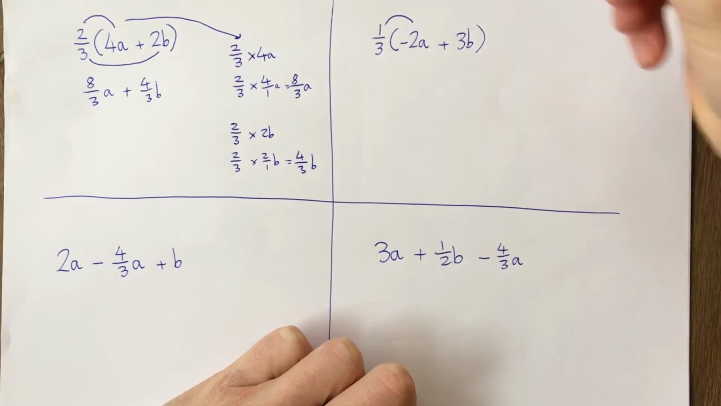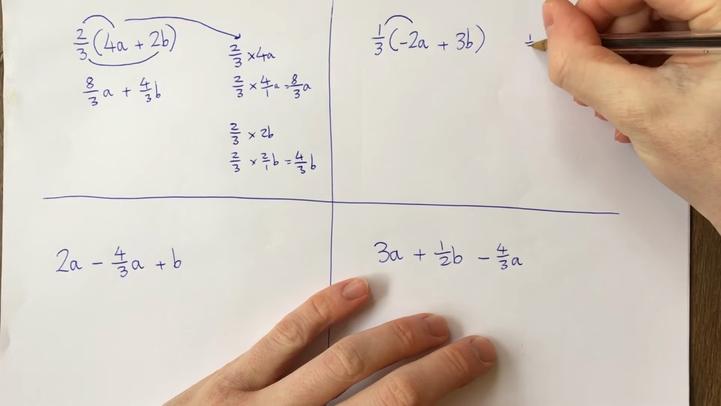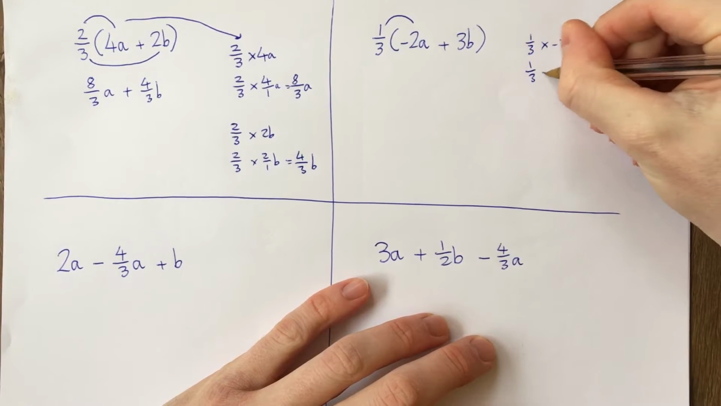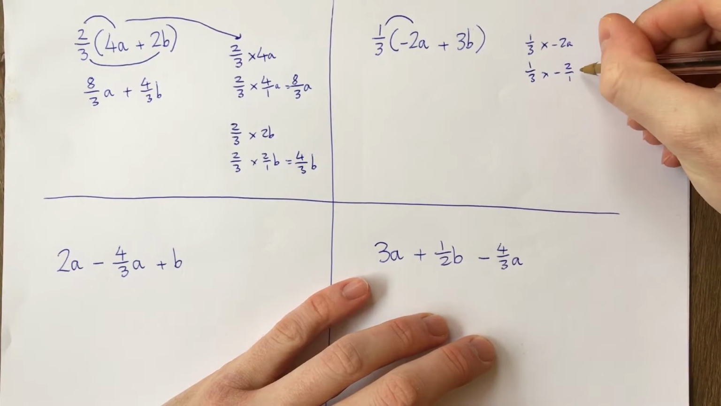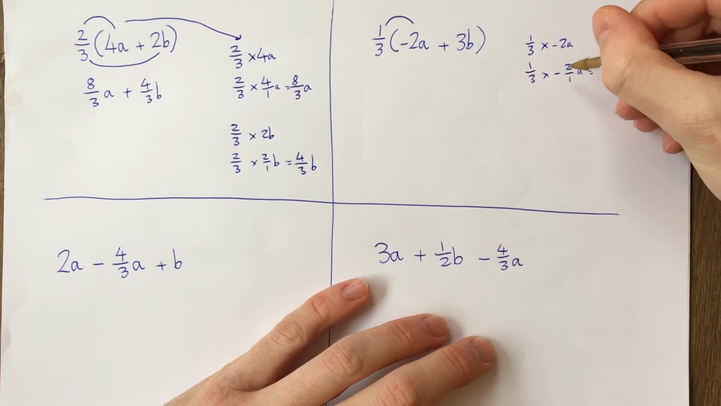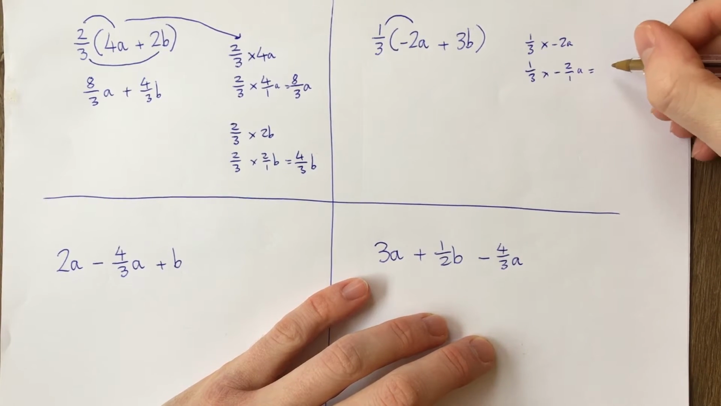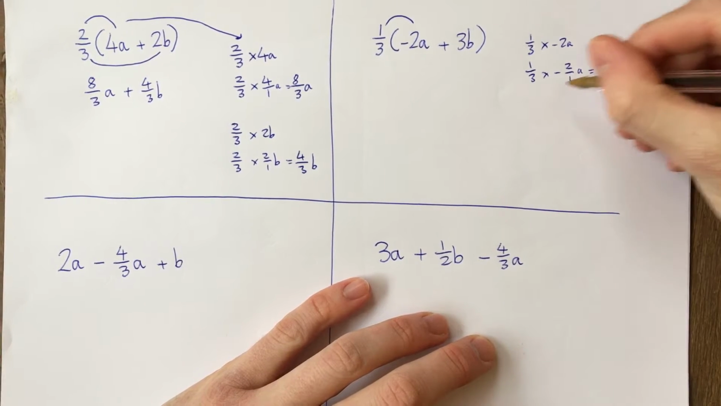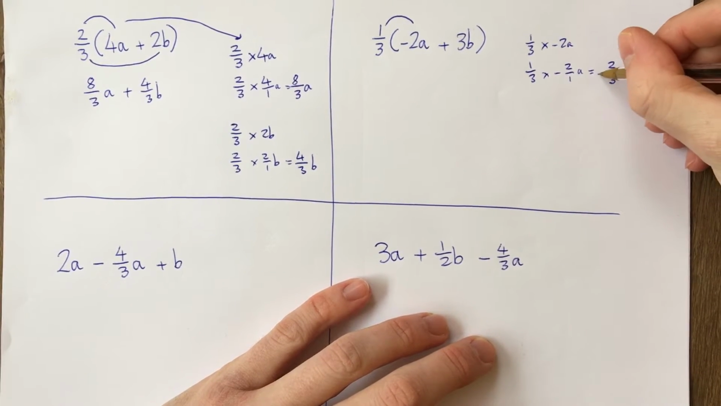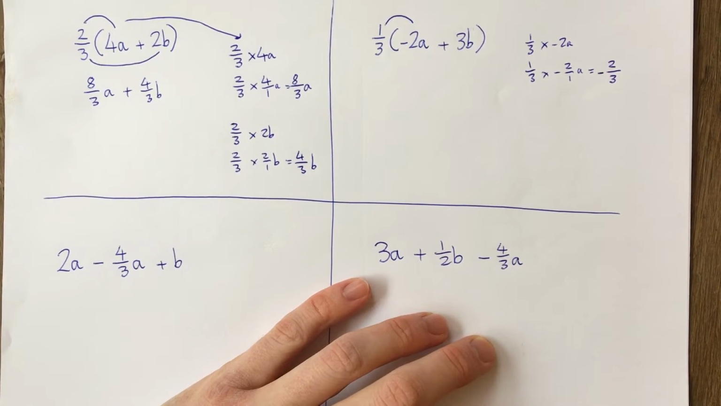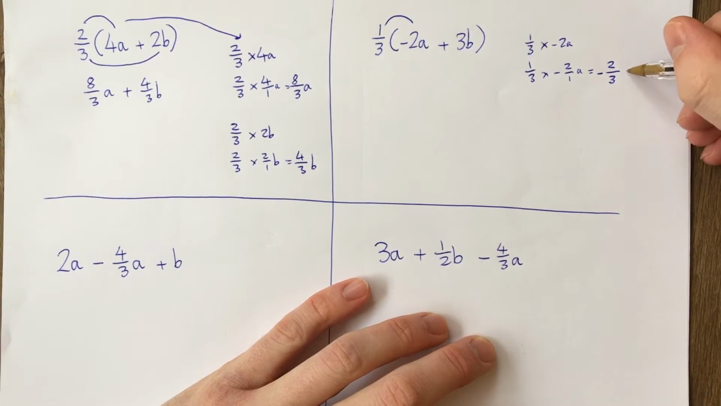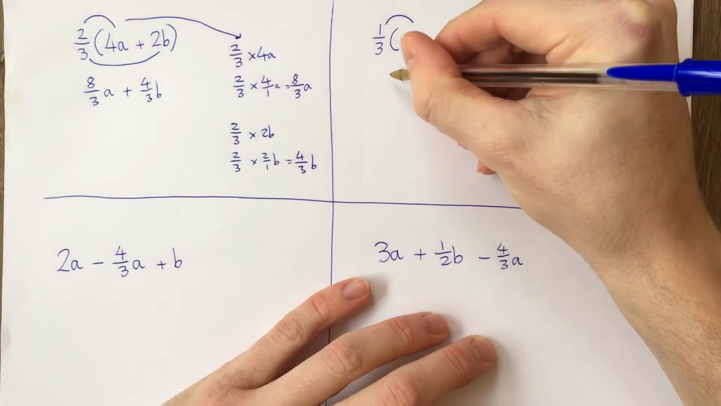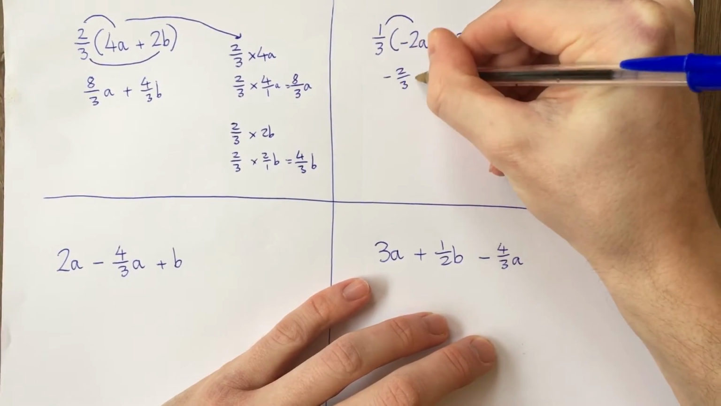So 1/3 times negative 2a. 1/3 times negative 2a is the same as saying 1/3 times negative 2 over 1a. Actually, let's leave the negative here. So 1 times 2 is 2. 3 times 1 is 3, making that minus there. So it would be negative 2 over 3a. Okay, so it'd be negative 2 over 3a.